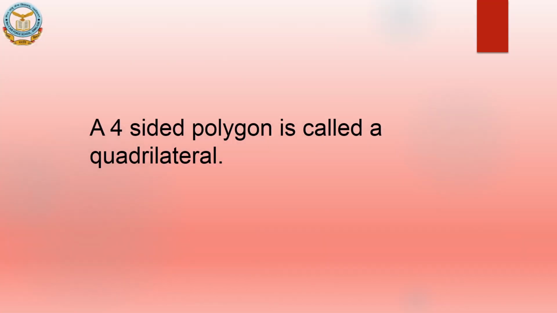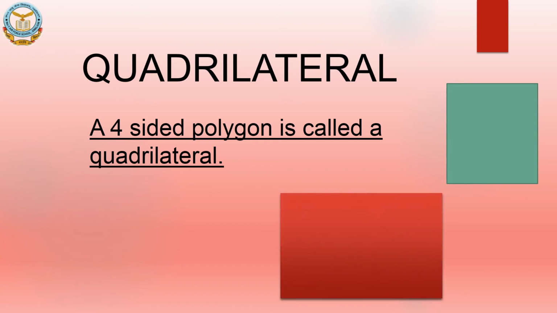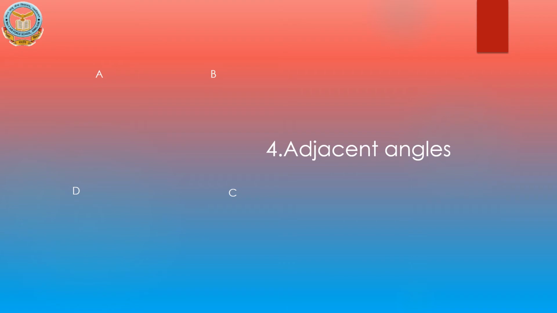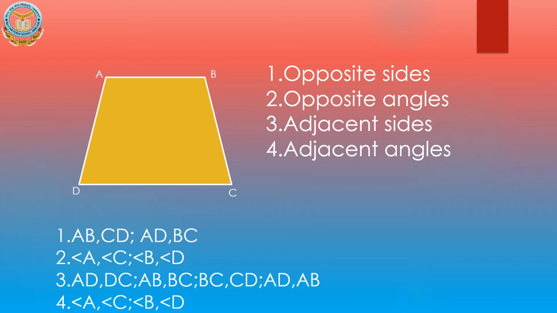Quadrilateral. A polygon having 4 sides is known as quadrilateral. There are different types of quadrilaterals like a square, a rectangle, kite, trapezium, parallelogram, rhombus and so on. Each quadrilateral has a name. Look at this figure. It is a quadrilateral ABCD. It has 4 sides, 4 angles and 4 corners. Now you have to write the name of the opposite sides, name of opposite angles, adjacent sides and adjacent angles.